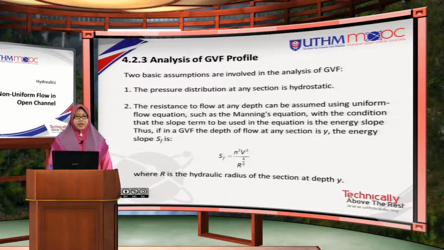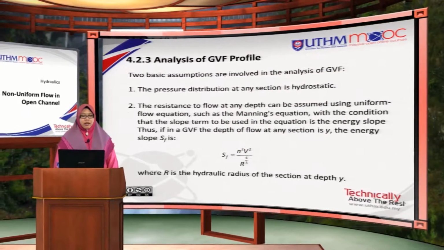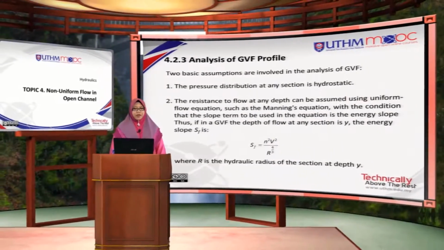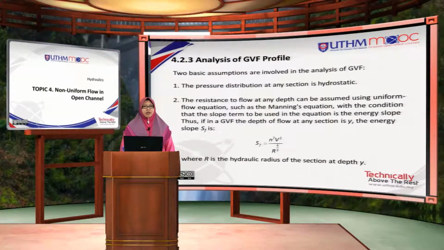Okay, for the analysis of GVF profiles, two basic assumptions are involved. One, the pressure distribution at any section is hydrostatic. Two, the resistance to flow at any depth can be assumed as uniform flow using the Manning equation, with the condition that the slope term used in the equation is the energy slope. For GVF, the depth of flow at any section is Y, and the energy slope Sf is given by this equation.